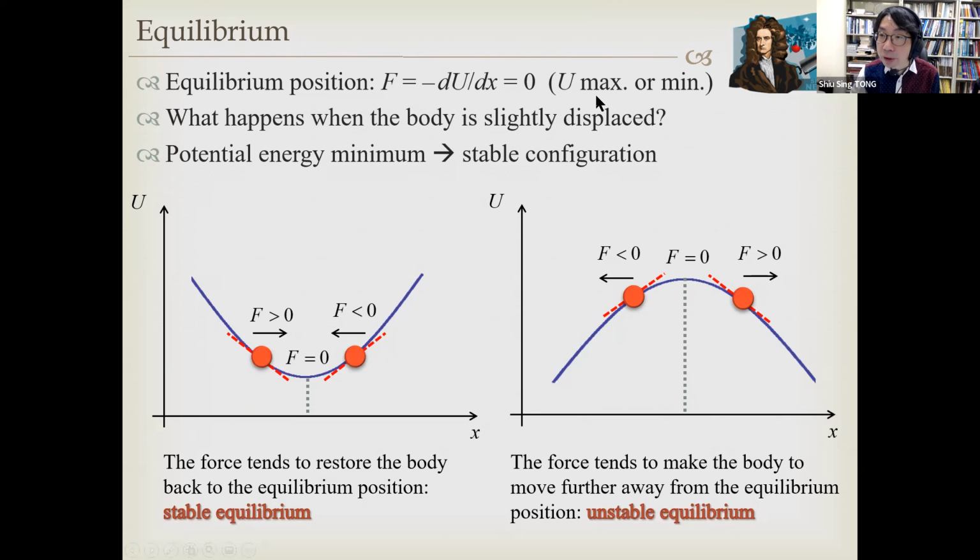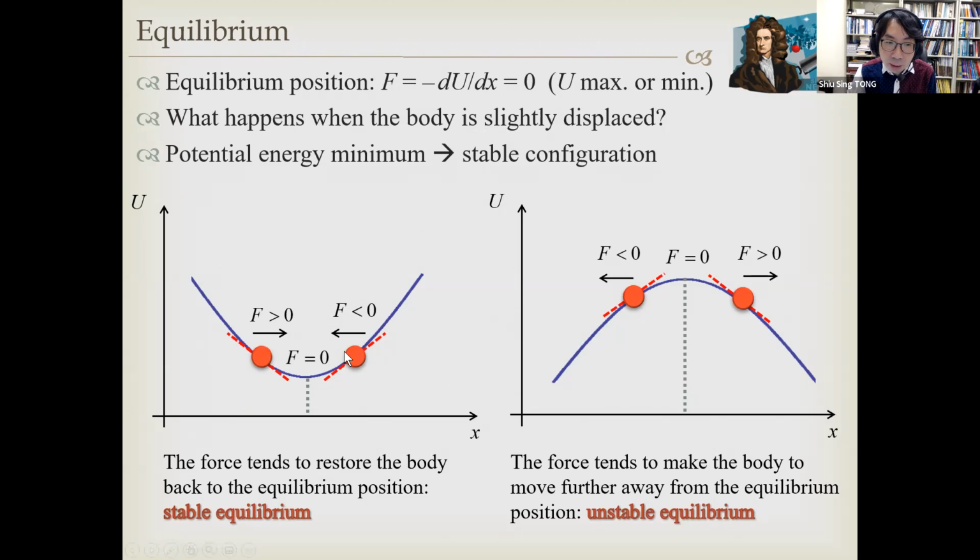So there are two different situations. The first situation is that the equilibrium position corresponds to a minimum position of u, and the other situation is the equilibrium position corresponding to the maximum value of u. So we discuss these two situations respectively. Now we are concerned not only with exactly the equilibrium position, but with what would happen if the object is slightly displaced away from the equilibrium position.